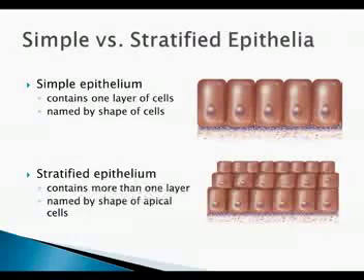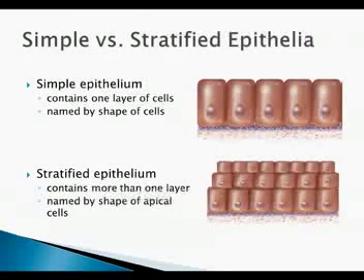Okay, and so the way that these things are defined is typically by the shape of the cells, right? If you look at a simple epithelial right there, I would say that's simple columnar, right? Because it has a column-like shape.